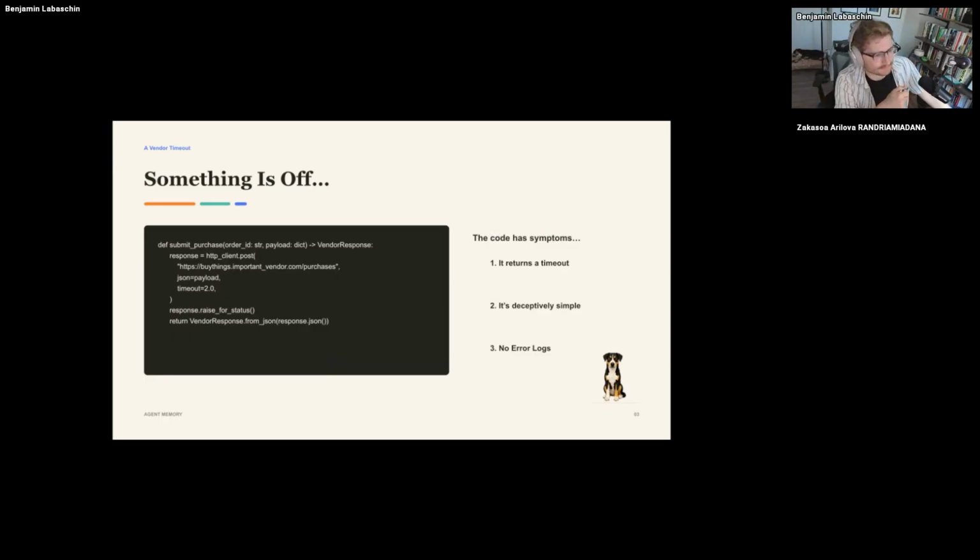But it has a few symptoms. It returns a timeout. The function itself is deceptively simple. This is a very straightforward Python function. And we get no error logs. I'm going to pause here.